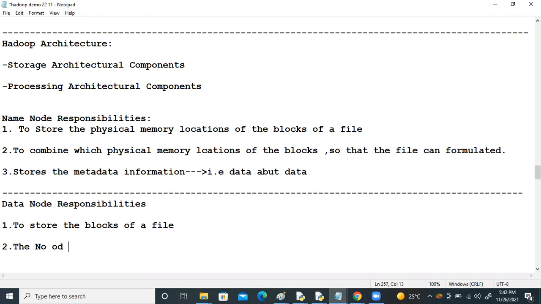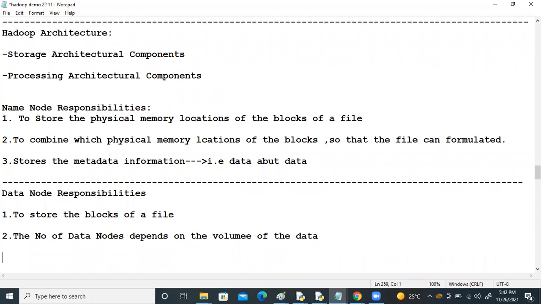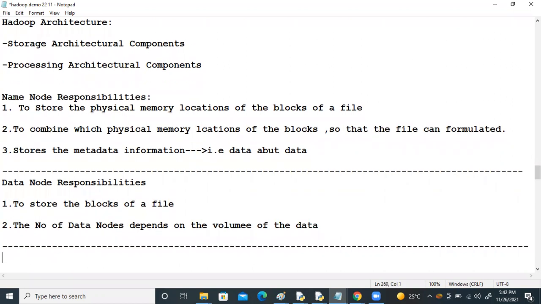The number of data nodes depends on the volume of the data. So here, name node and data node are fine, but we didn't discuss anything about the secondary name node, right?